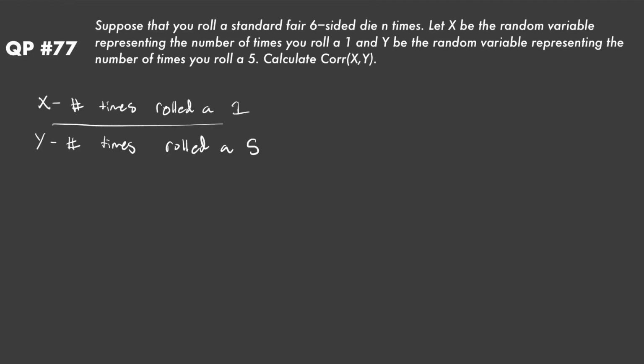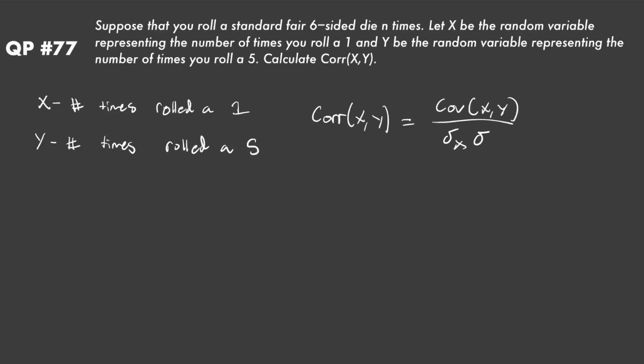So x is the number of times that we've rolled a 1, and y is the number of times that we roll a 5. We want to find the correlation between x and y. Again, at this point, we know what the correlation between x and y is defined as, right? It's just going to be the covariance between x and y divided by each of their standard deviations, so the standard deviation of x and the standard deviation of y.